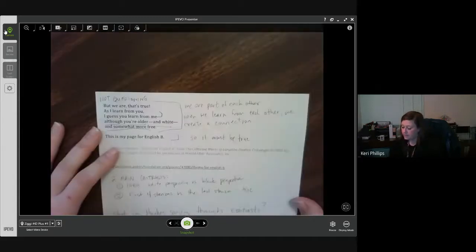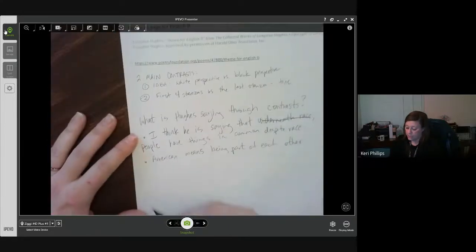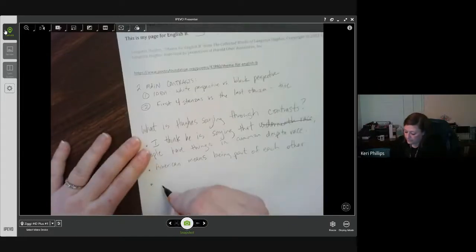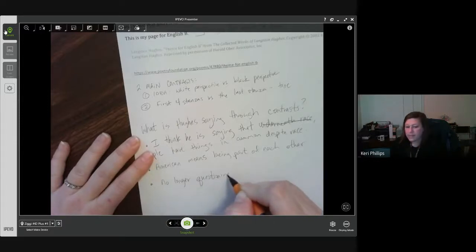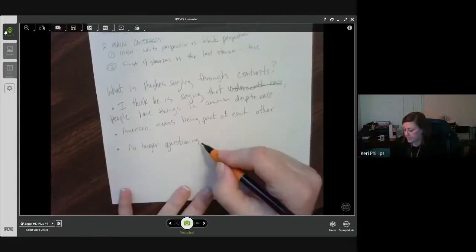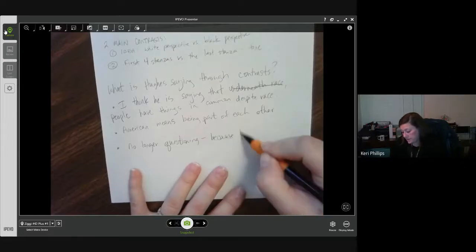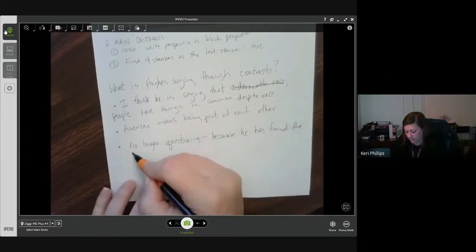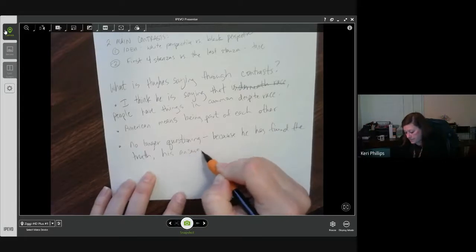And then at the end here, he's no longer questioning. That contrast between questioning and not questioning. And that makes me wonder, why is he no longer questioning? He's no longer questioning because he has found the truth. Or we could say his answers.